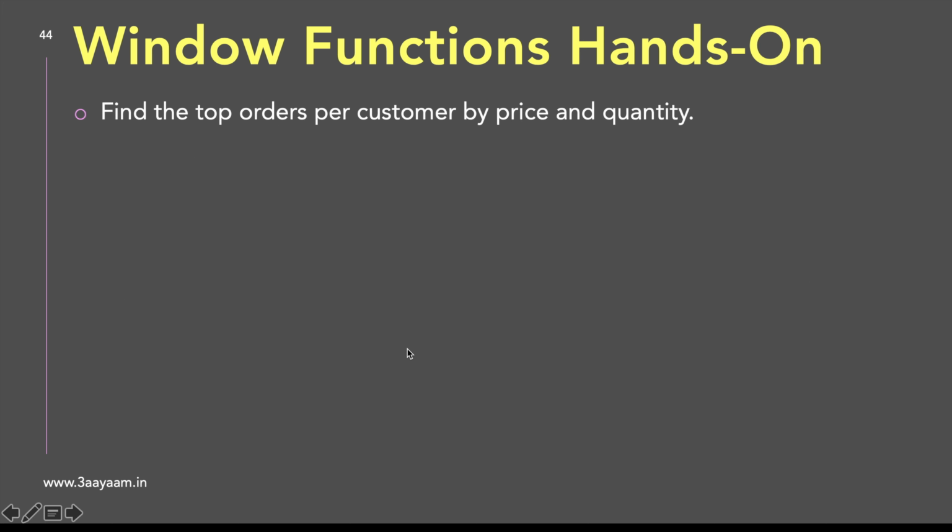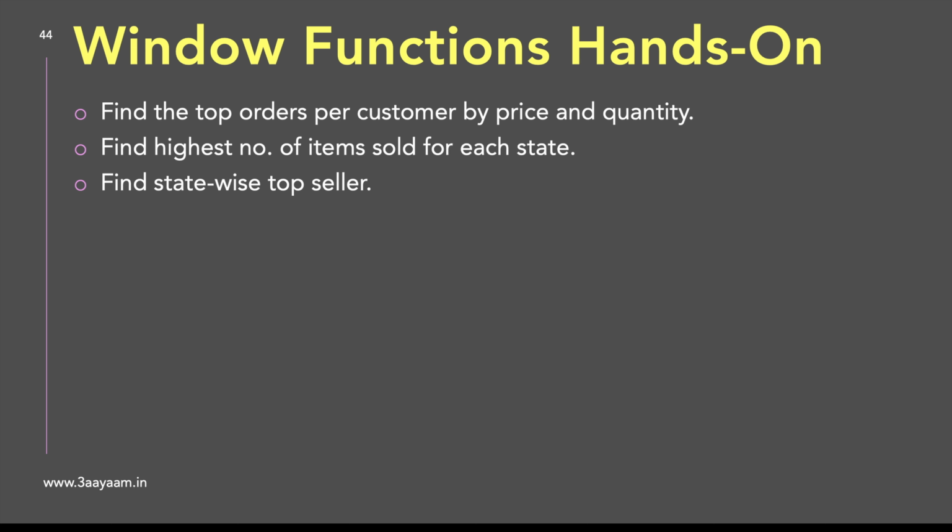These are the business statements. The first one is I want to find out the top orders per customer by price and by quantity, meaning which customer had placed the highest orders. And when I say highest order, it can be by price or it can be by quantity also. Then we'll also find the highest number of items sold for each state. And we'll also find the state-wise top seller. So which seller has sold the most per state. And then finally, we'll find the top orders by individual sellers. Can you do this using a normal SQL statement? Please go ahead and give it a try.